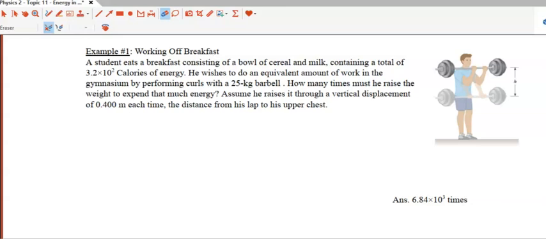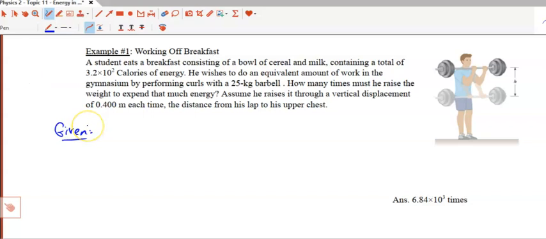Example number 1, called working off breakfast. So this is an example to get you familiarized with using the mechanical equivalent of heat. All right, so we have a student who eats his breakfast, a bowl of cereal, and we're told that, well, I guess we'll write down the given here.